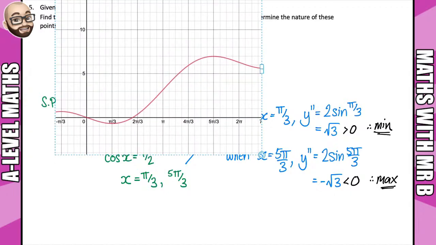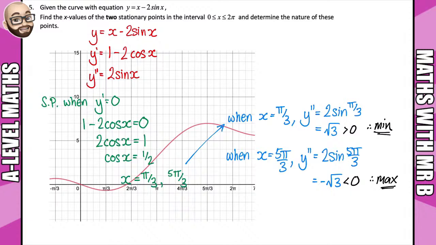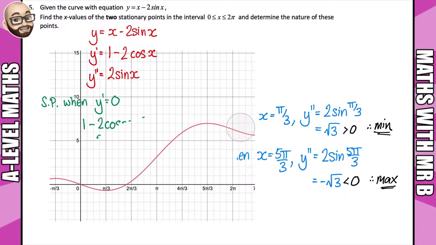it's a lovely graph. And we can see, I have to get rid of some of this writing, but we can see here that when x is pi over 3, there's our minimum, and when x is 5 pi over 3, there's our maximum.